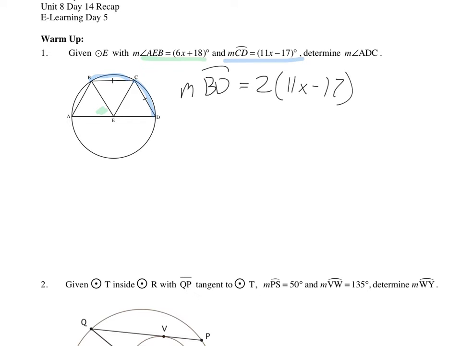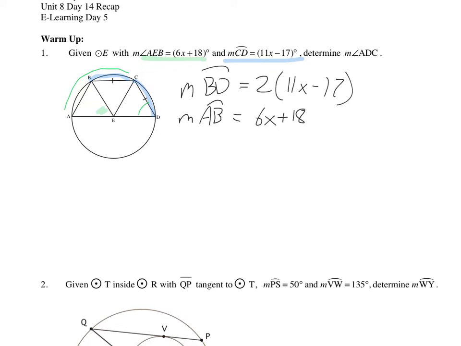And I know that since the central angle, since E is the center, the measure of arc AB is going to be 6x plus 18. So to find the measure of ADC, so it's this intercepted arc, we are looking for this arc divided by 2 is going to be that angle. Okay, so those are the relationships we're looking for there.